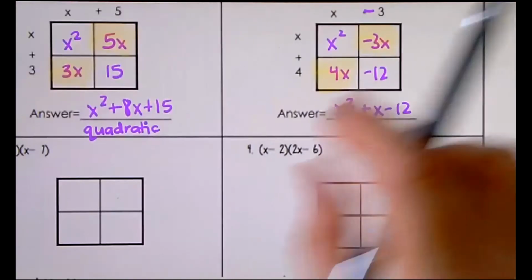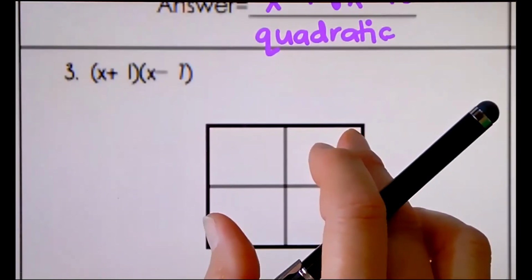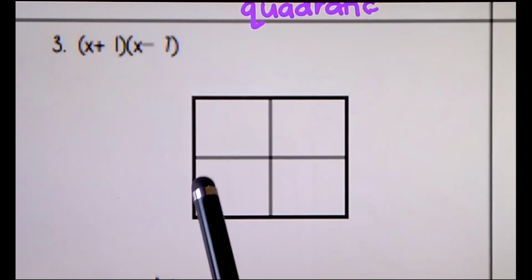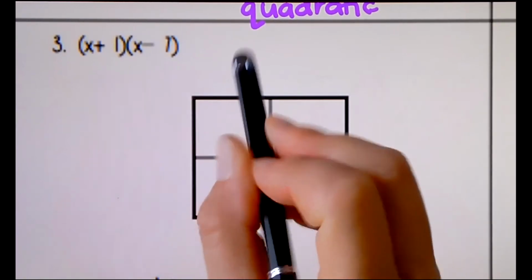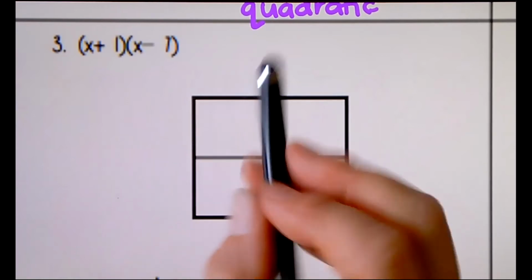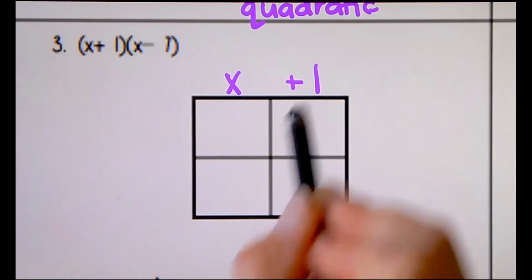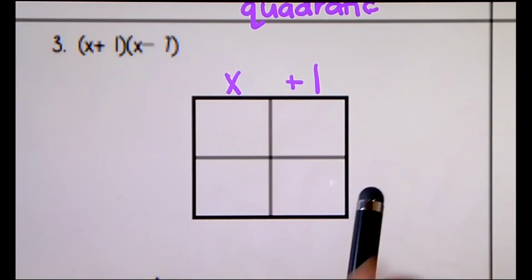So next one, this time, they did not set it up for us, okay? They drew the box, but they did not set it up. So I'm gonna take my x plus 1, and again, it doesn't matter which side I put it on. Let's say I put it here, x. And notice I'm gonna put my plus right in front of my 1. I don't like to stick it in between.